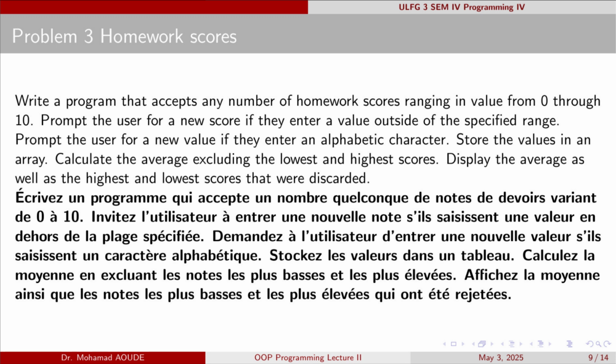Task: store valid scores in an array. Discard the lowest and highest. Compute and display the average, along with those discarded scores. Display the highest and lowest score. The trimmed average.